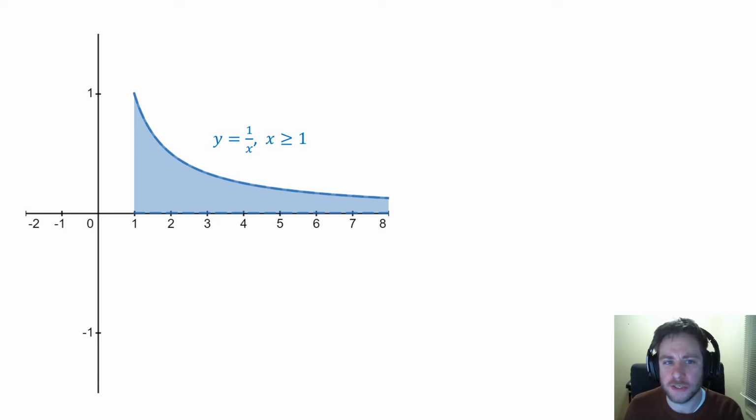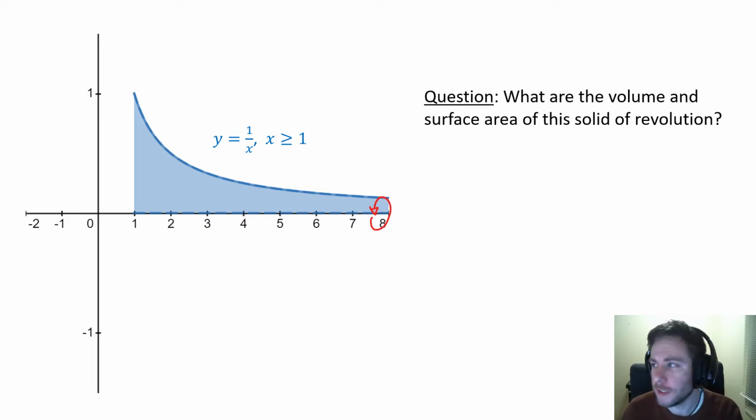And now imagine this region pops out of your screen and rotates around the x-axis. Pause if necessary to form an image in your mind of what the resulting solid would look like. This solid is known as Gabriel's horn, and it looks like a trumpet except that it goes on forever. So here's the big question in this video. What are the volume and surface area of this trumpet?